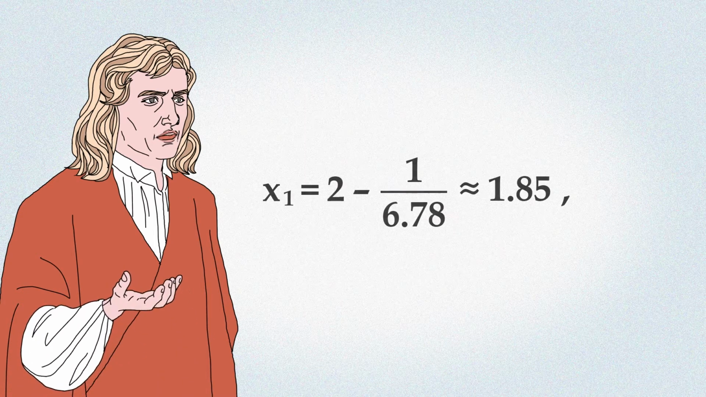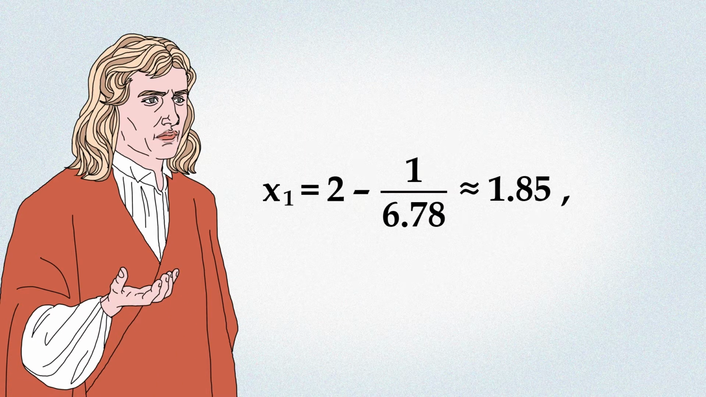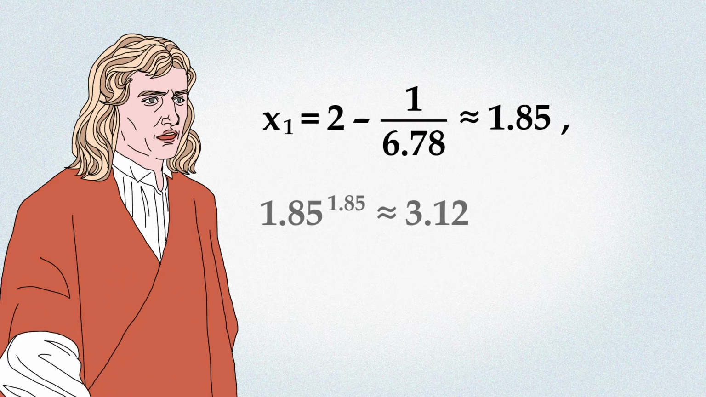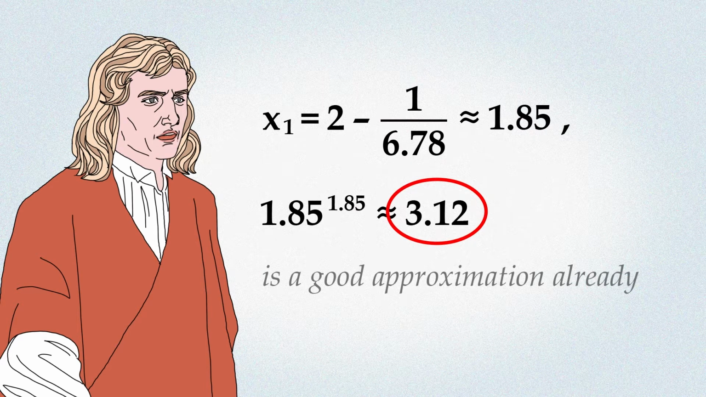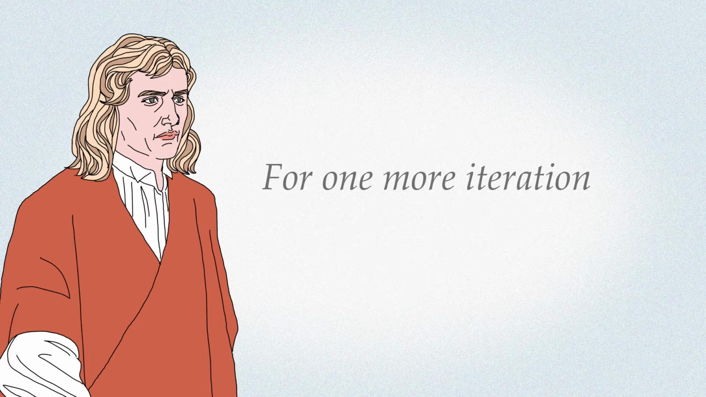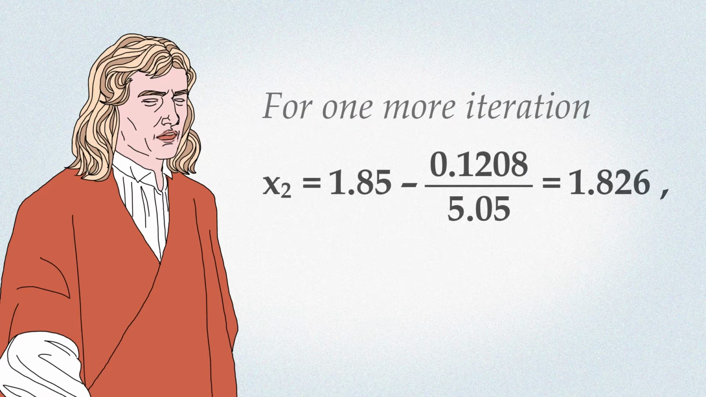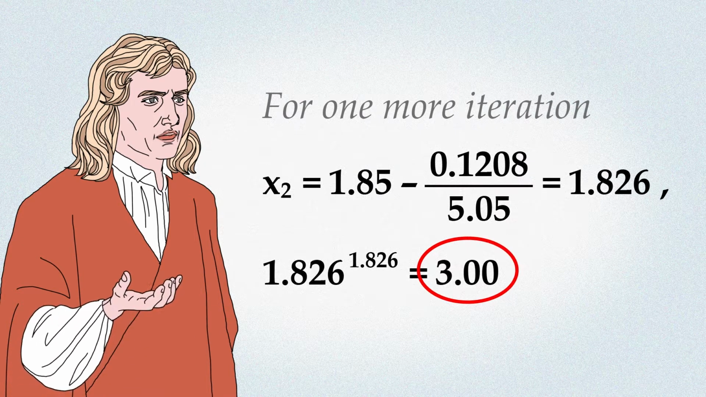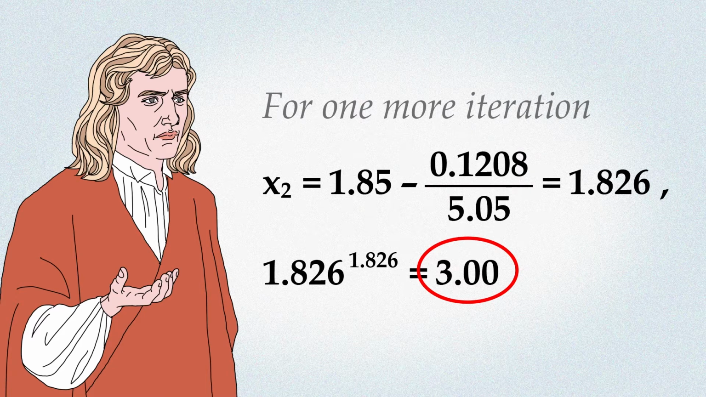x1 equals 2 minus 1 over 6.78, which is roughly equal to 1.85. 1.85 to the power 1.85 equals 3.12, which is a good approximation already. For one more iteration, x2 equals 1.826, and 1.826 to the power 1.826 equals 3.00.